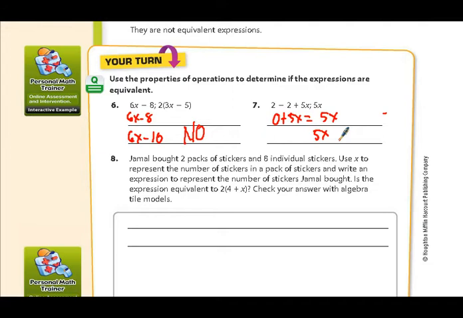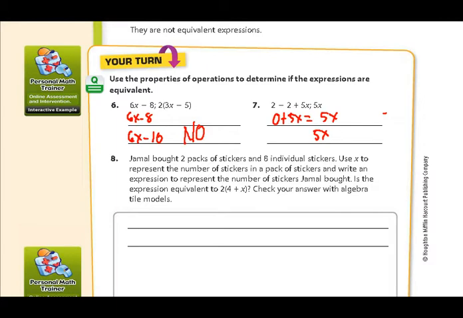Okay, so for number 8, Jamal bought 2 packs of stickers and 8 individual stickers. Use x to represent the number of stickers in a pack of stickers and write an expression to represent the number of stickers Jamal bought. Is the expression equivalent to 2 times x plus 4? Check your answer with algebra tile models. So go through, solve this by setting up algebra tiles for each part of it, for what Jamal bought and what it's supposed to be equivalent to, and see if they're equal.